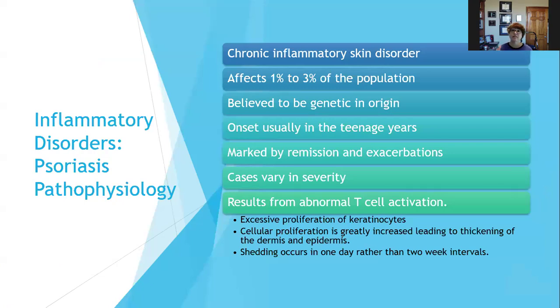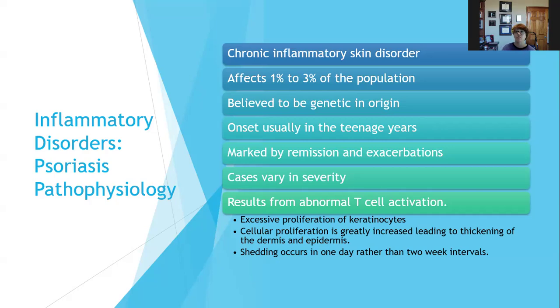Psoriasis is another chronic inflammatory skin disorder that affects 1 to 3% of the population, which is interesting, and it is believed to be genetic in origin. So eczema is an inherited tendency, and psoriasis is considered to be genetic as well. The onset of psoriasis is usually in your teenage years, just when you want the onset of a skin disorder. And it's marked by remission and exacerbation. Cases vary in severity, but it is another one that is an immune response.